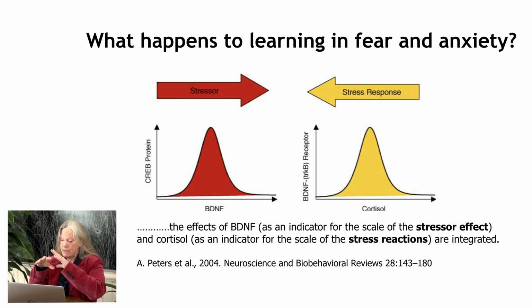So you need BDNF that's in a broad middle range to get a sufficient level of CREB to transcribe these proteins. So when you look at this, really, the effects on BDNF are the effects of the stressor itself. If you look at the effects of cortisol, that's the effect of the stress reactions on your ability to learn. The effects on BDNF are the actual effects of the stressor itself.